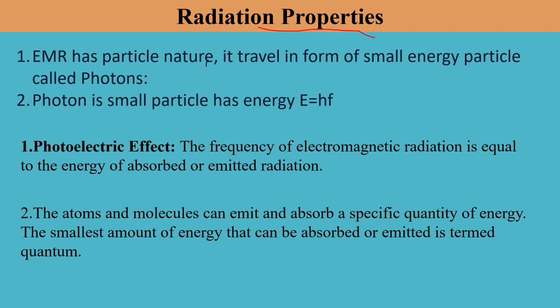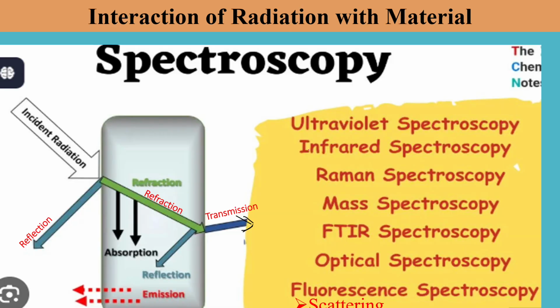Now this is the particle nature. The smallest particle of light is called the photon, and the energy of one photon can be written by the formula E equals h nu, where h is the Planck constant and nu is the frequency of the radiation. So I have explained that the photoelectric effect can be explained on the basis of the particle nature of light.